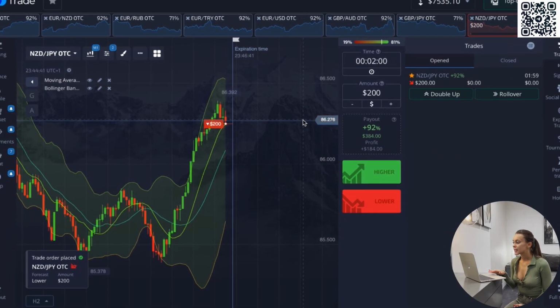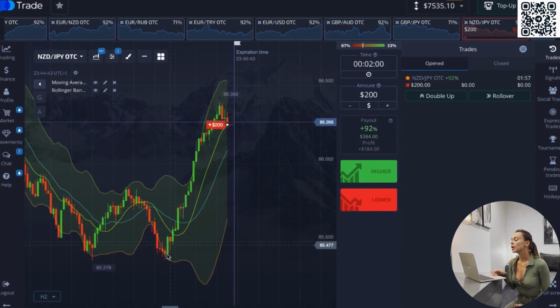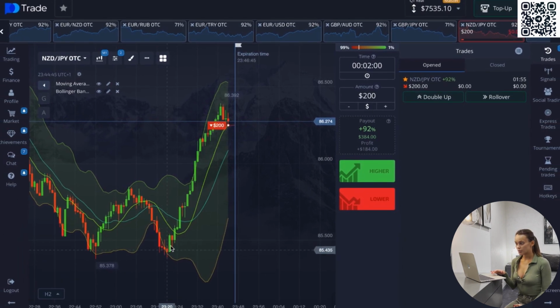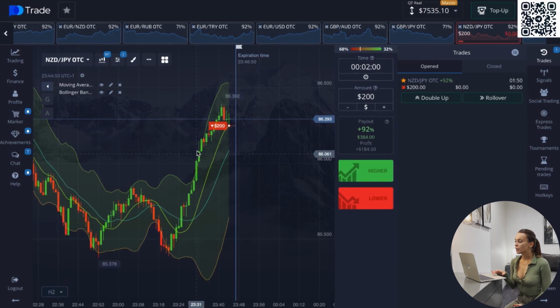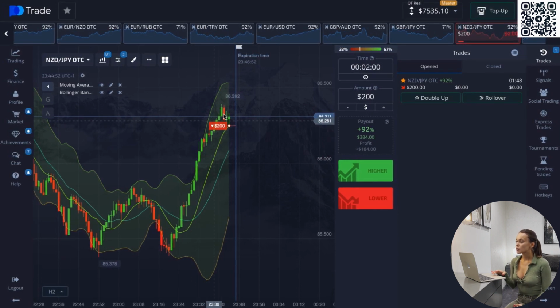So, here I decided to open a short position. We moved from the lower border of the Bollinger Bands indicator to the upper border. Traded for some time near this upper border, after which we began to slowly move away from the upper border and cross the moving average line from top to bottom.